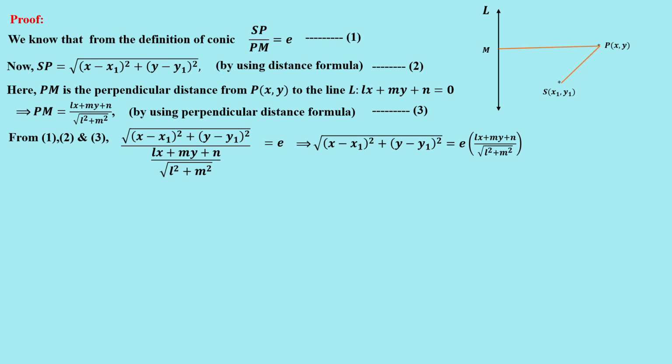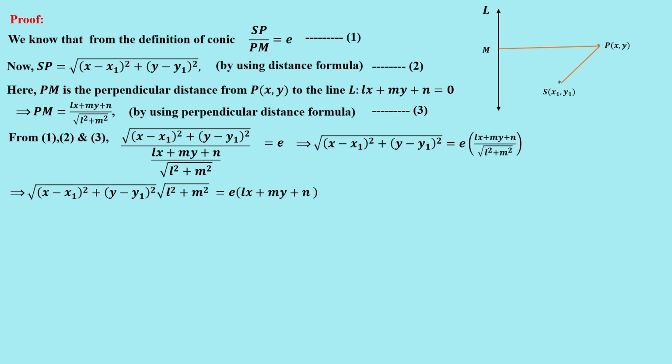So root of (x − x1)² + (y − y1)² is equal to E into the denominator of the left-hand side, (lx + my + n) divided by root of l² + m². So on the right-hand side you have the denominator root of l² + m², just to do the cross multiplication with the left-hand side term.